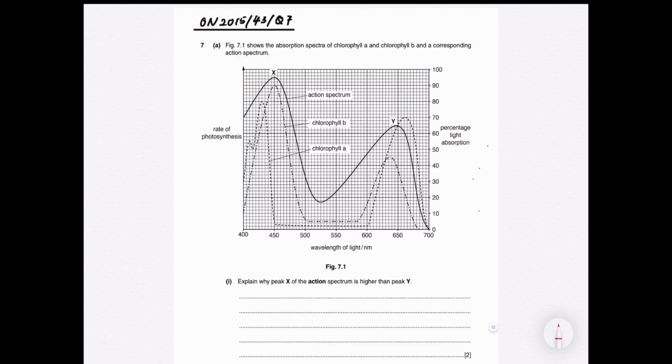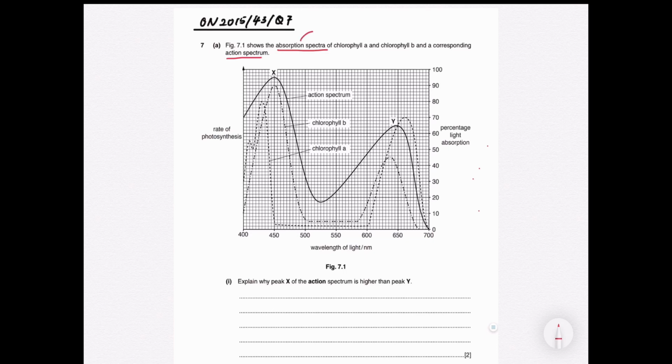This question is an A2 question on topic 13, photosynthesis. This is asking how you relate the absorption spectrum to an action spectrum. So first, let's define what an absorption spectrum is and what an action spectrum is.